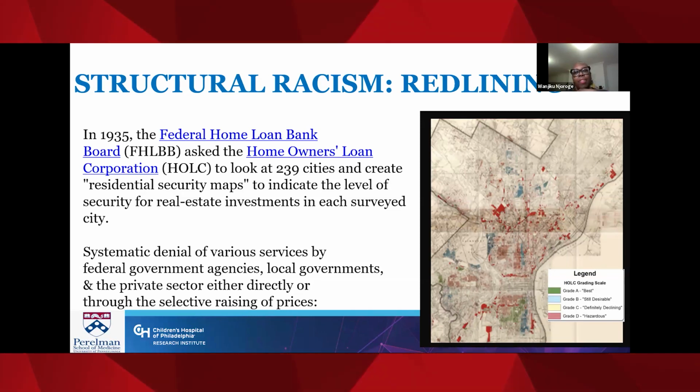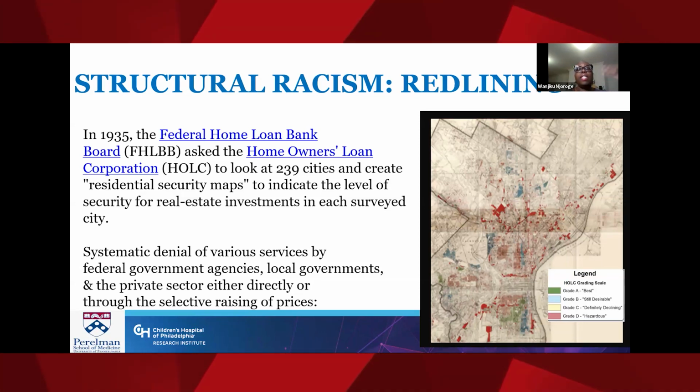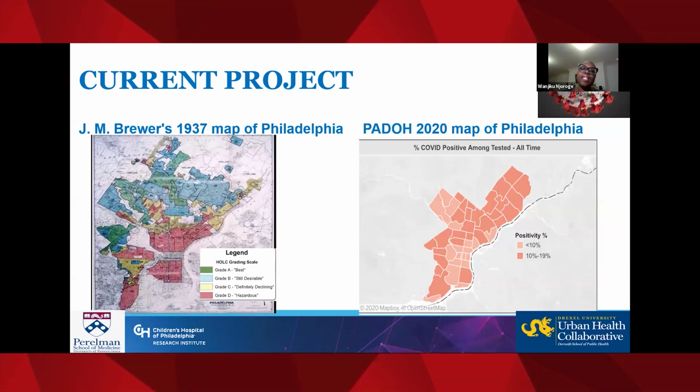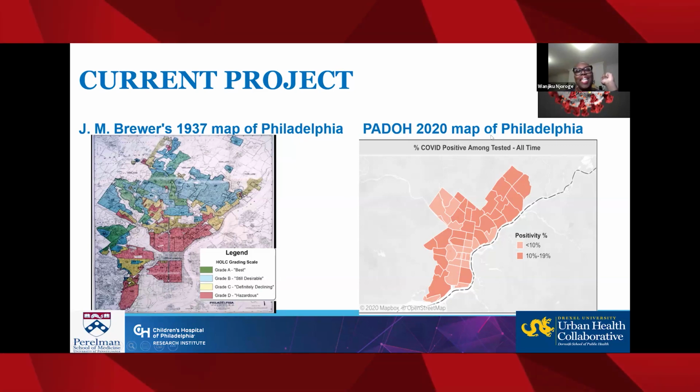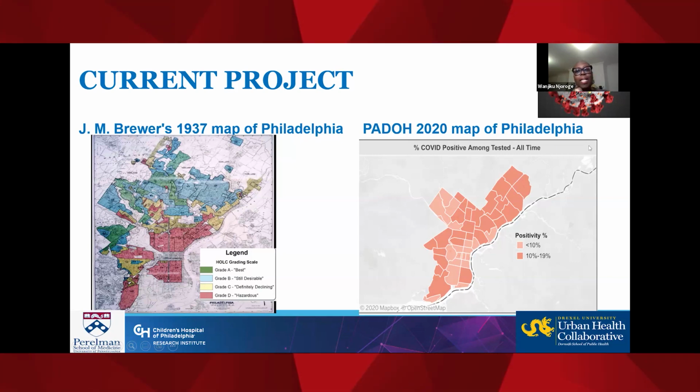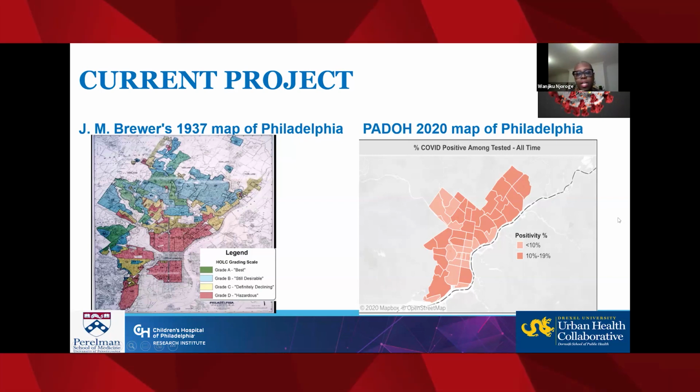And what's important about this, when we think about the impact that redlining has had, and as we've seen it play out during the pandemic, is when you look at the map that Brewer made of Philly in 1937, which is here, this is the second map, and you look at the map that the Pennsylvania Department of Health put out in 2020 of Philadelphia with respect to COVID positivity, you'll see that the neighborhoods that were historically redlined, which are the neighborhoods where Black folk were living, are the same neighborhoods where they had increased COVID positivity, which are still the same neighborhoods where Black folk are living.